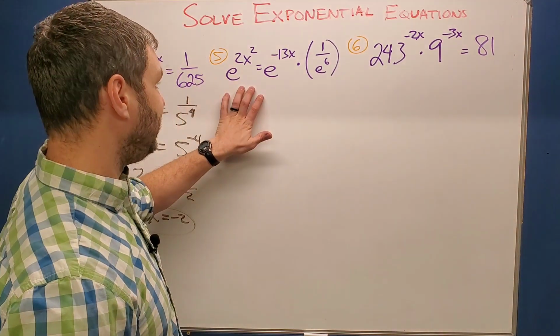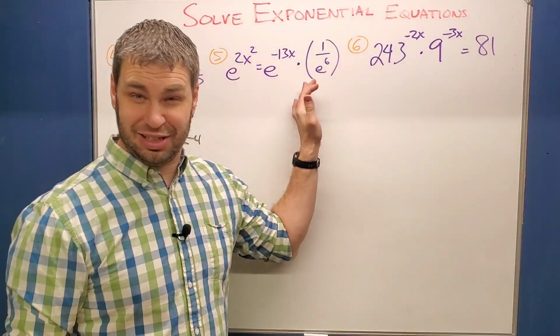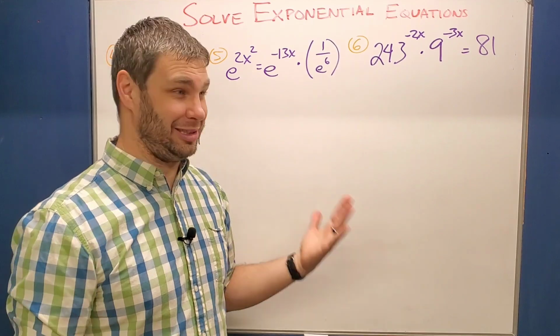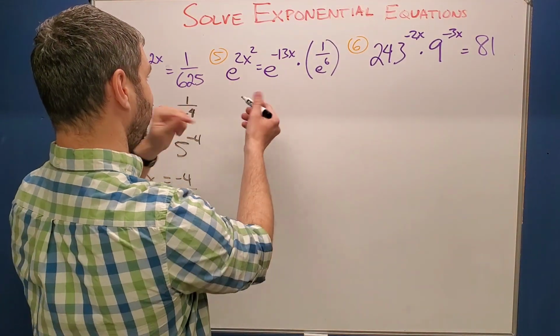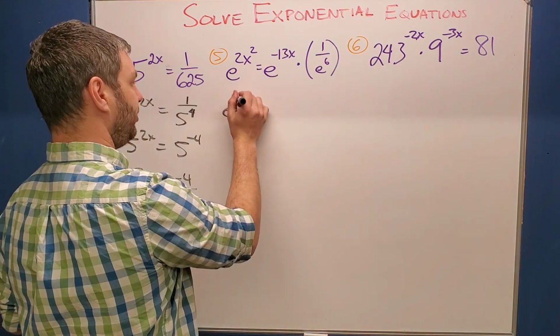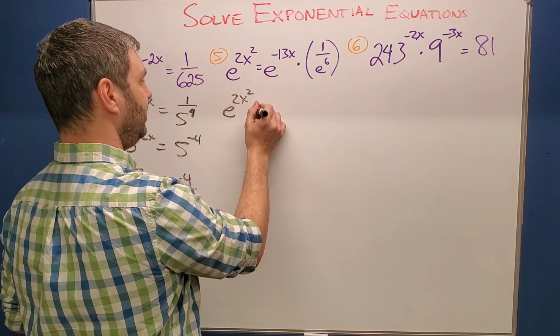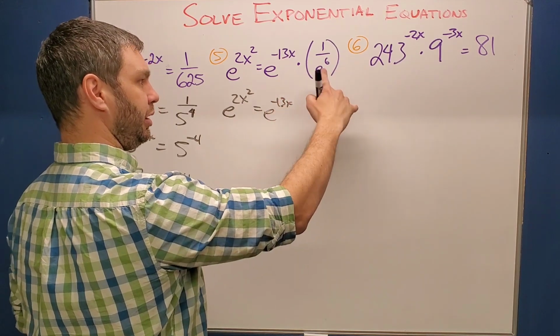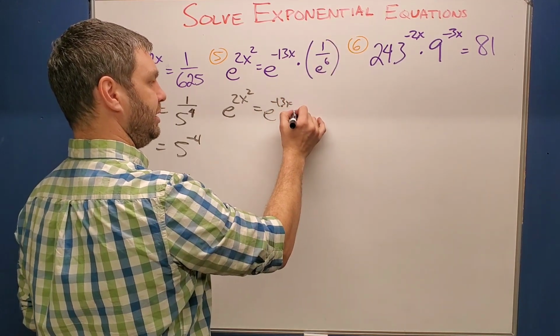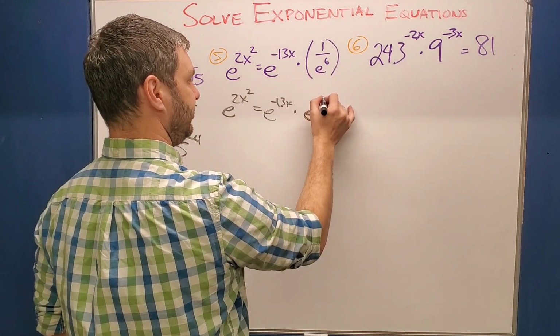This next one has base e, all right? Whenever you see an e in the problem, it's always going to be base e. There's really no other way to do that. So I'm going to keep these two parts the same. That's already simplified for us. e to the 2x squared equals e to the negative 13x. And then like before, I have to move that to the top. This is going to be times e to the negative 6.